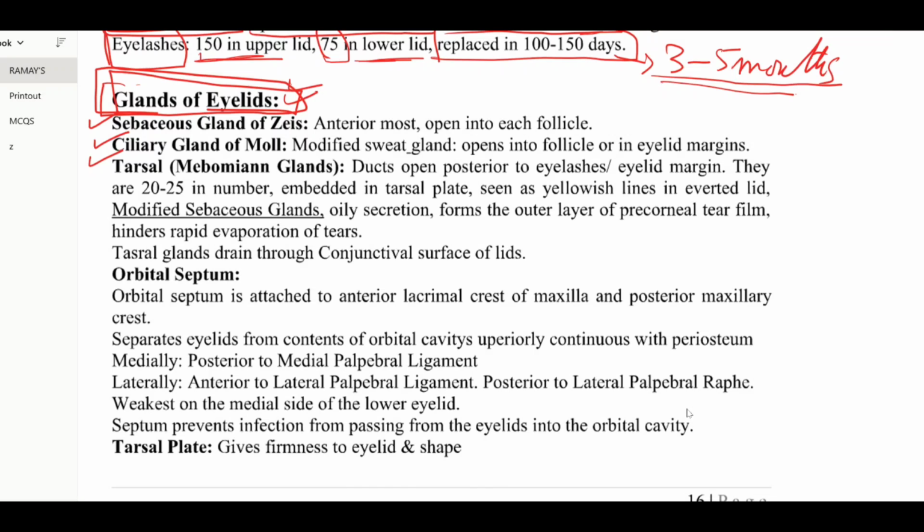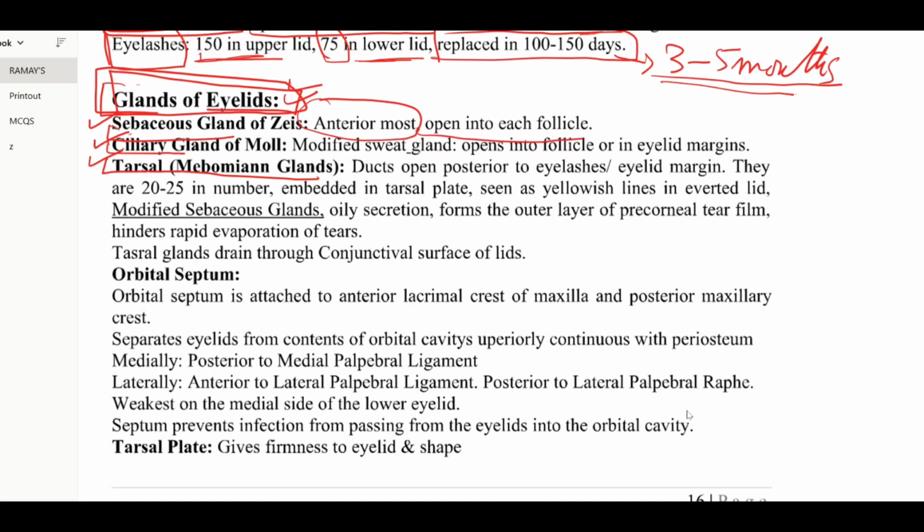Today we are going to start our second lecture from Ramesh Ophthalmology book, in which we will study glands of the eyelids and the other topics. First of all, you should know that there are main glands present in the eyelids. These are the sebaceous glands of Zeis, ciliary gland of Moll, and the tarsal glands, also known as the Meibomian glands. Sebaceous glands are the anteriormost and they open into the lash follicle.